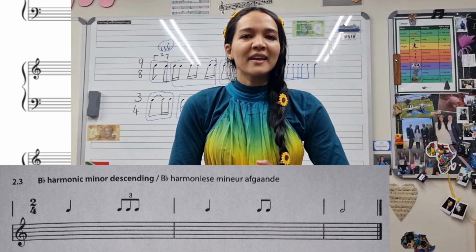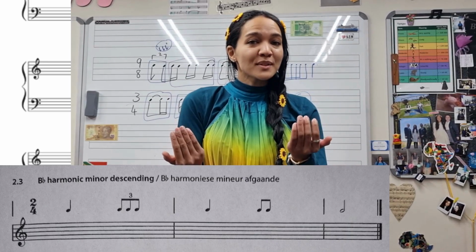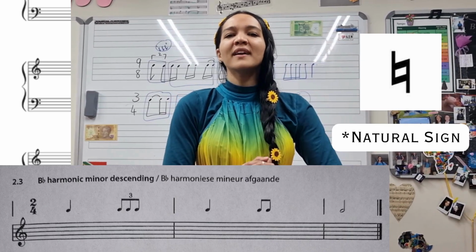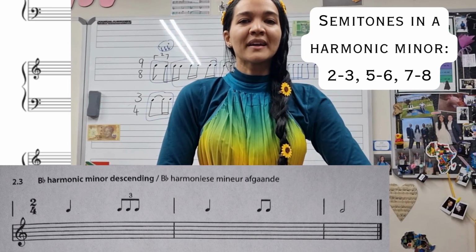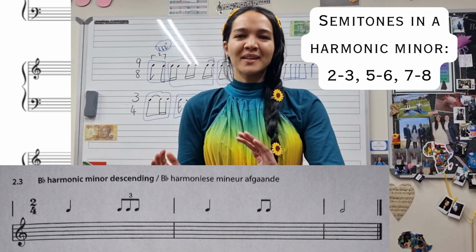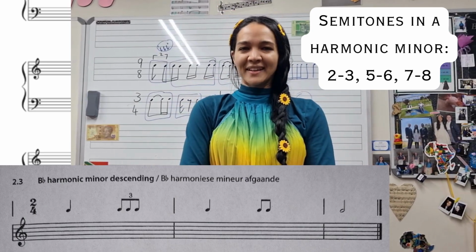So the 7th here is an A flat, so we're going to raise it to an A natural, so just put the A natural in front of the A flat. And then finally we're going to fill in our semitones, and in a harmonic minor the semitones lie between degrees 2, 3, 5, 6 as well as 7 and 8.